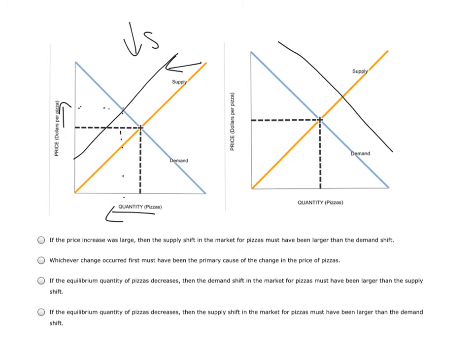Now, the second scenario was that there's a higher enrollment of students. That would lead to a shift in demand. So the demand would shift to the right. This is an increase in demand. That would lead to a higher quantity and a higher price.